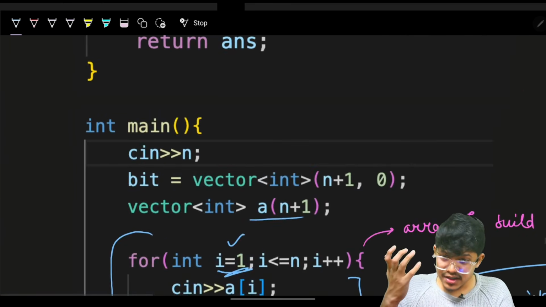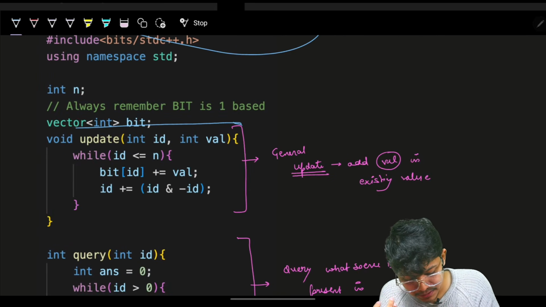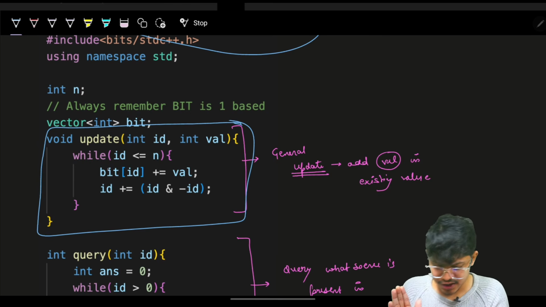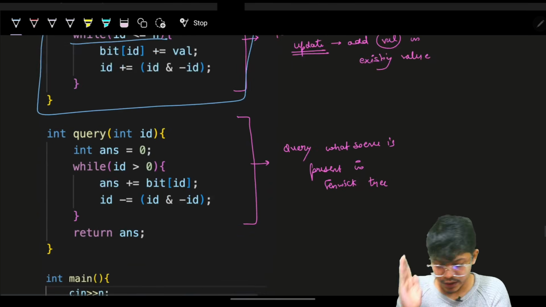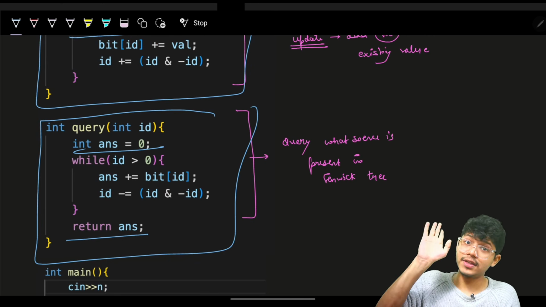Now the main functions of query and update will look exactly the same. The update will simply go on with the exact same function, updating up till id less than or equal to n. Query is also exactly the same, get the answer. Exactly the same as what we have seen.